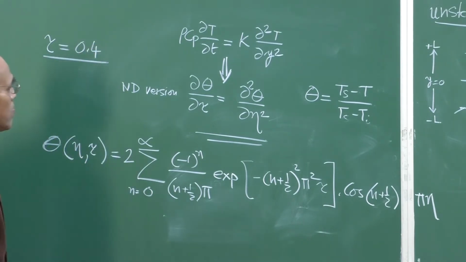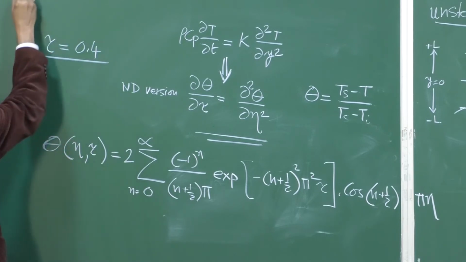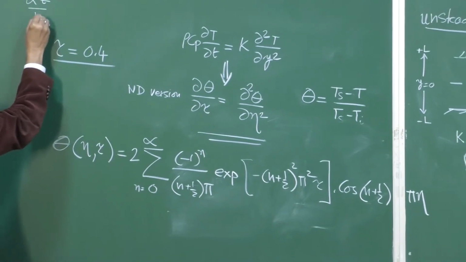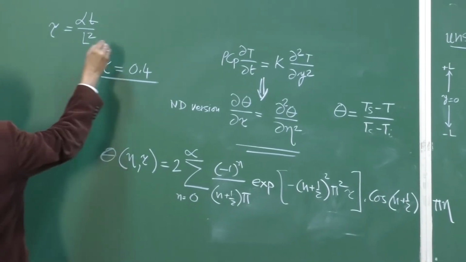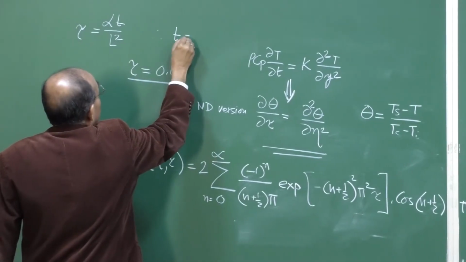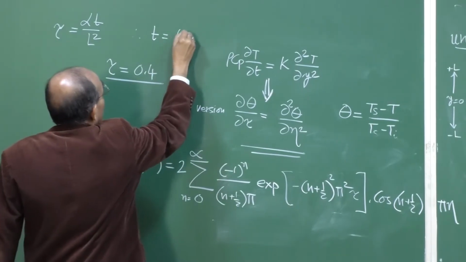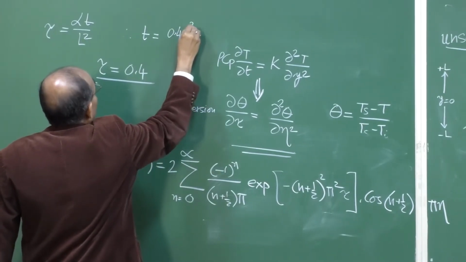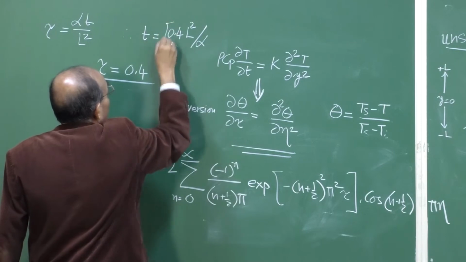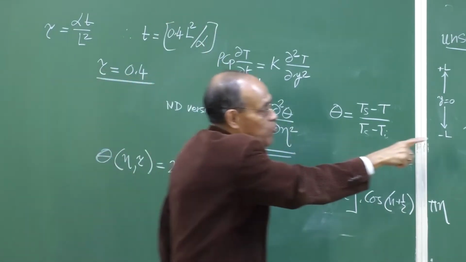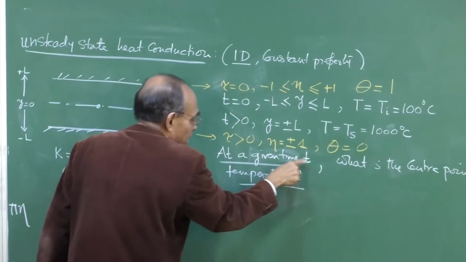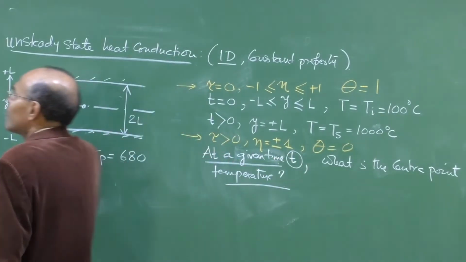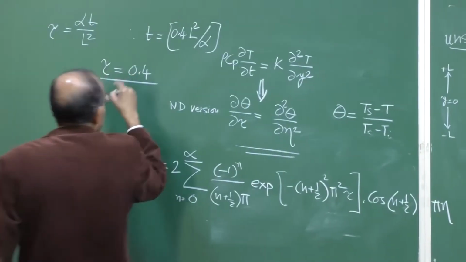You can understand now what I said, alpha t by L square is equal to tau. So, therefore, the t we are talking about is 0.4 L square by alpha. So, that is the time we are talking about. Instead of giving you a dimensional time at a given time t, I am giving you the non-dimensional time, and that non-dimensional time is 0.4.